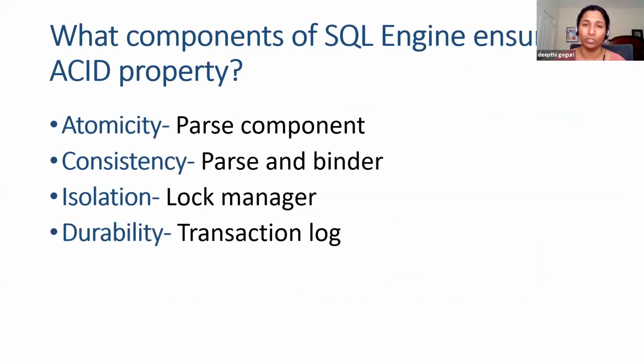Atomicity is very easy to ensure. It is taken care of by the parser component inside the relational engine. Consistency is also very easy to ensure. It is taken care of by the parser and binder components inside the relational engine. Once atomicity, isolation, and durability are ensured, consistency will automatically be ensured. Isolation is all about the locking mechanism. It is taken care of by the lock manager inside the storage engine. Durability is the toughest of all. It is taken care of by the transaction log inside the storage engine.